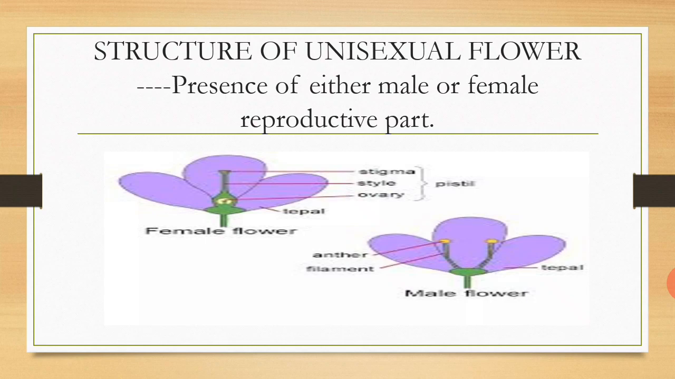This is the picture of unisexual flower which has only one, either male or a female. That means if a flower has only the female part, that is the pistil, it is a female flower because it does not have any male reproductive part. Whereas the male flower only has stamens and it does not have female reproductive part. So those flowers which only have male parts is a male flower.